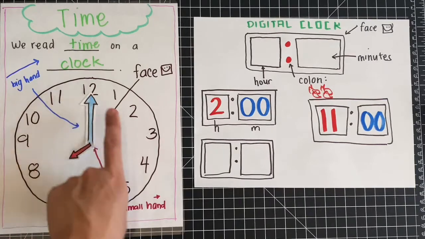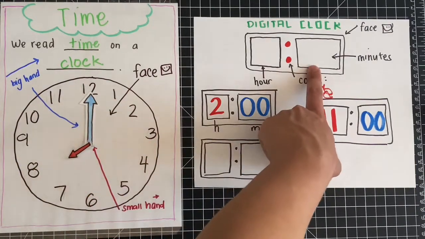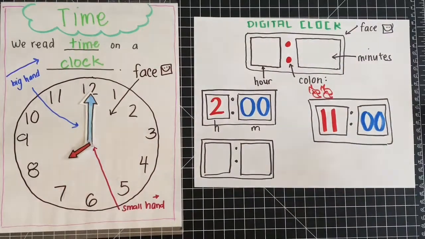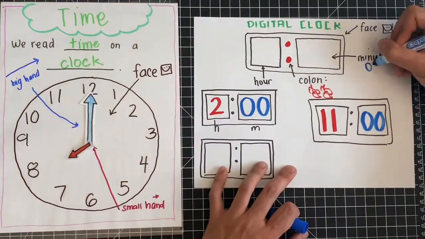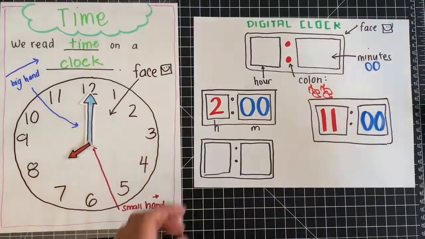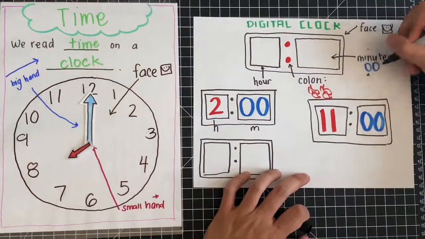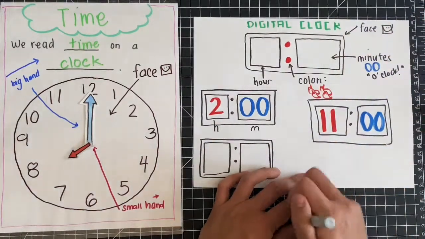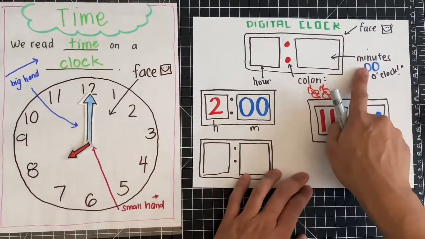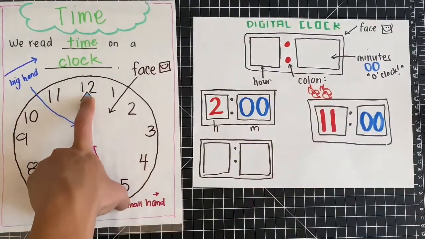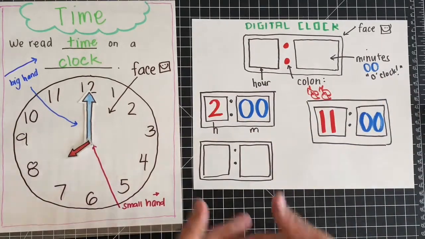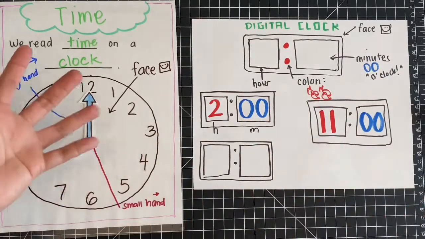All right, friends? So remember, on the analog clock, when the big hand points to 12, we say o'clock. How do we write o'clock on a digital clock? Do you remember? We write it as 2 zeros like that. And when we read it, we also say o'clock. So 0, 0 means the same thing as the big hand pointing to the 12. They both mean o'clock.